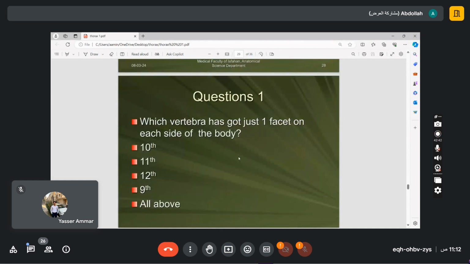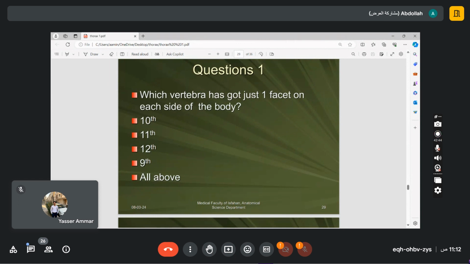Okay, question. Please tell me which vertebrae have just one facet on each side of the body. Which of them is true? 12 and 11. All of them. All of them? Yes. Good, you're very right, good.